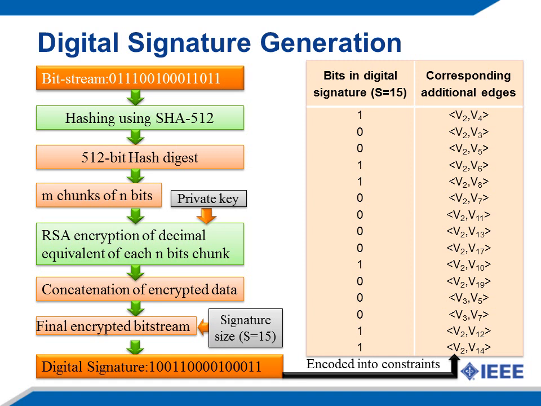It is further subdivided into m chunks of n bits, followed by performing RSA encryption of the decimal equivalent of each of these n-bit chunks, which is performed using the private key value of the IP vendor. This entire process keeps happening until we finish all the 512-bit chunks, and this converted bit stream is then finally concatenated to produce the encrypted data. The final encrypted bit stream is then truncated based on the size or strength of the digital signature chosen by the IP vendor, and then we have the final digital signature.